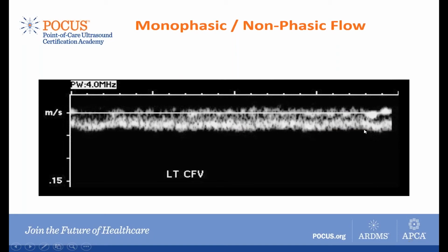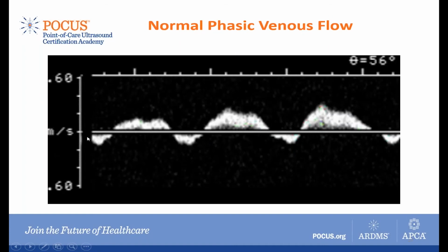I'm going to go back to the previous one. So you see there's a variability with respiration. So make sure you ask your patient to take a deep breath in and out. And if that is present, that means there's no obstruction, no clot present from the site where you are examining all the way to the right atrium. So that's a very powerful statement right there.